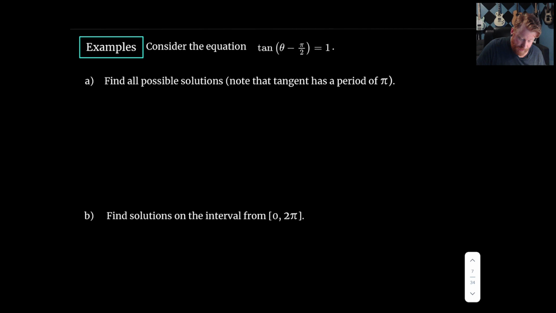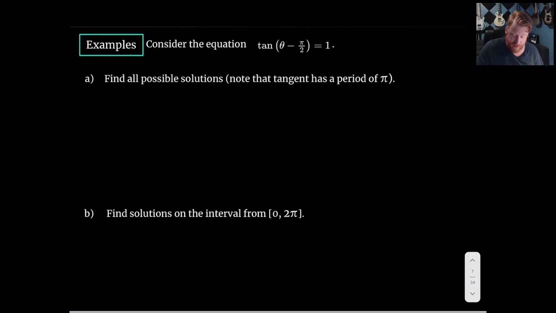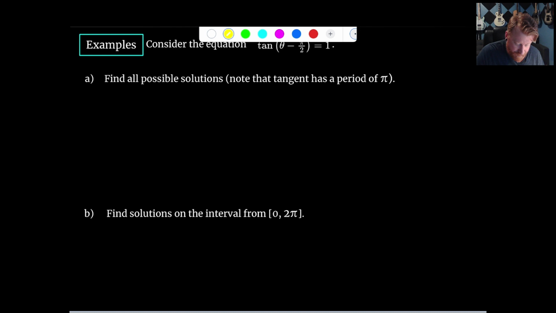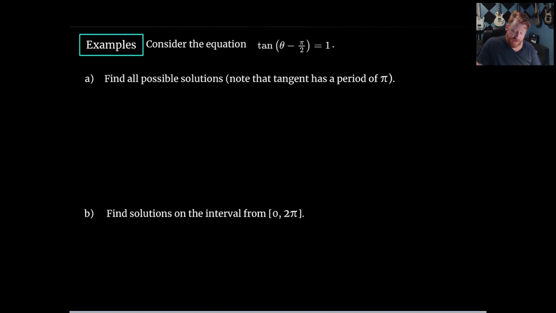All right, moving along here. Next, we're going to take a look at a little bit of a weirder problem, but this says tangent of theta minus pi over 2 equals 1. So we don't just have tangent of theta, but there's this extra bit in there. So let's see how we can deal with this. We're asked to find all possible solutions, and I have a note here that tangent has a period of pi. So instead of adding 2 pi k, we're just going to add pi k to account for all of the periodic solutions here.